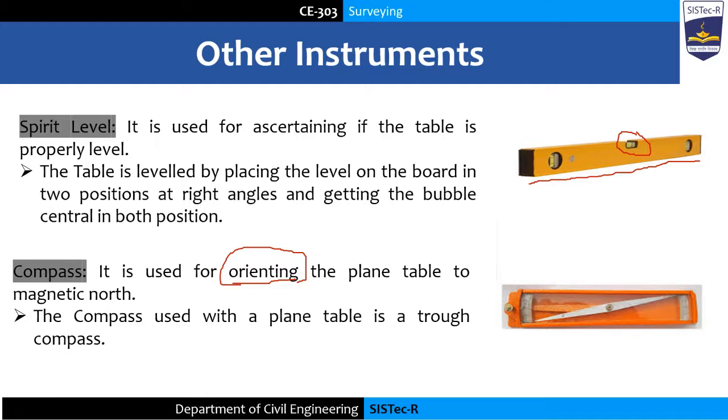The compass used with the plane table is a trough compass. This is the trough compass used in plane table survey. Apart from this, some other equipment or accessories required are a sheet of paper with some rainproof cover.